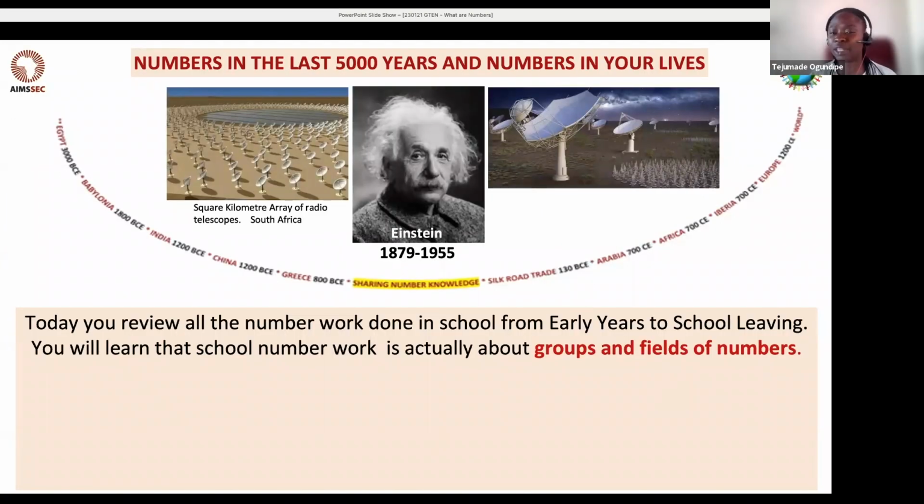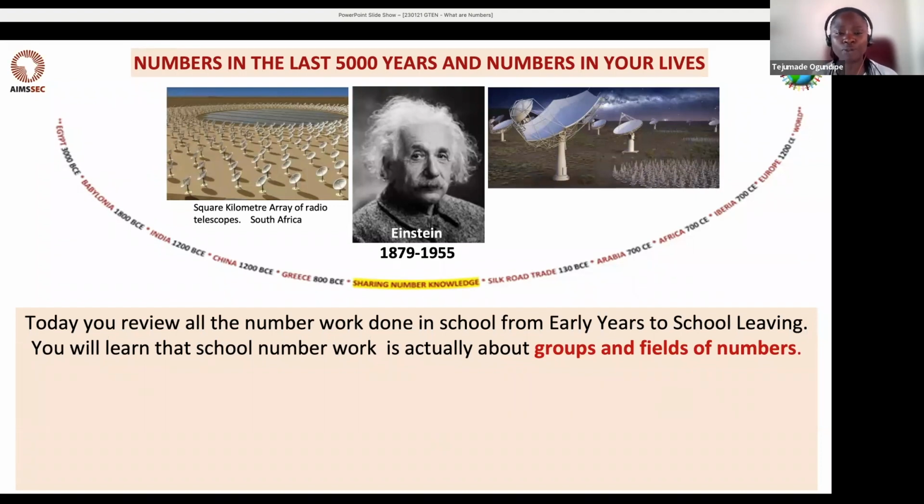To review all the number work done in school, from our early years in school, we are going to be looking at it. Now, we want to see ourselves as one of our students: how the first time you heard about numbers was for you.